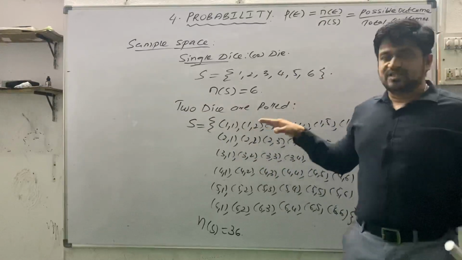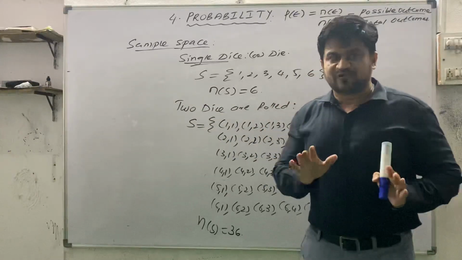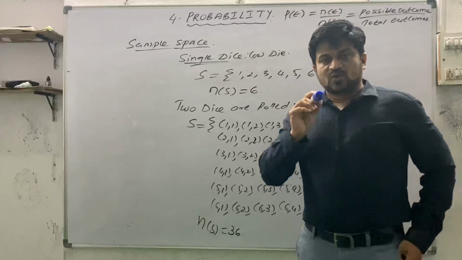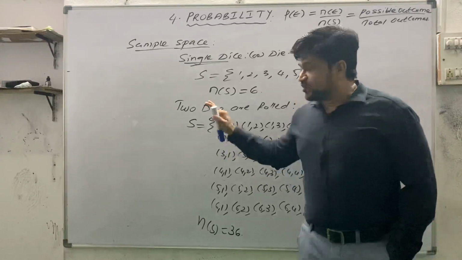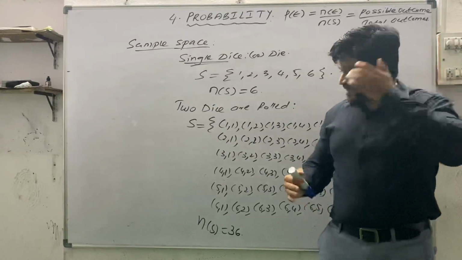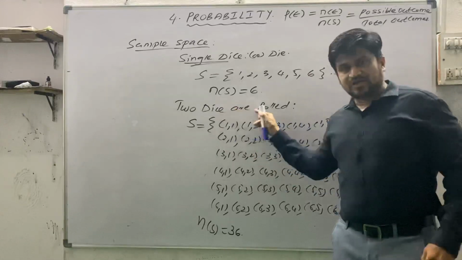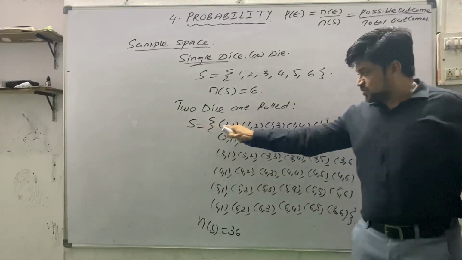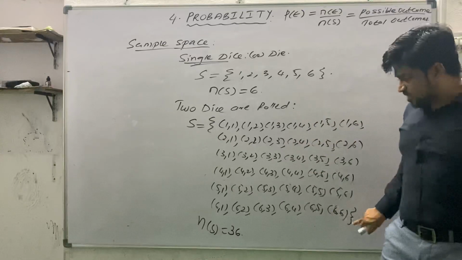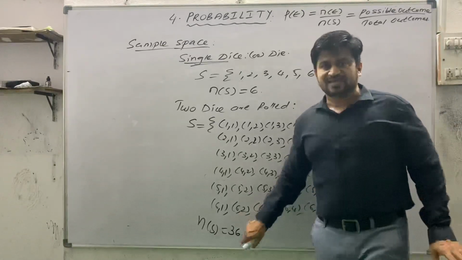Then 2 dice are rolled. See, you are preparing for the final exam. So whenever you are preparing for the final exam, there are things you have to remember anyhow. Here 2 dice were rolled. S equals {1 1, 1 2, 1 3 till 6 6} and the number of cases will be 36.